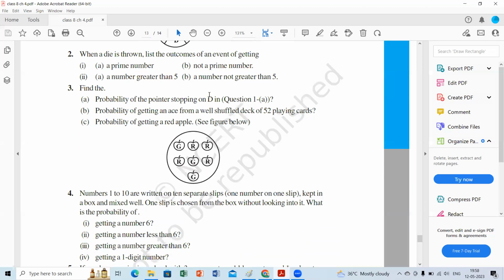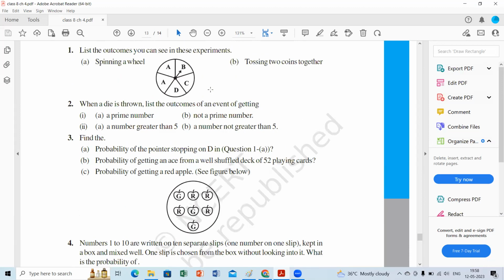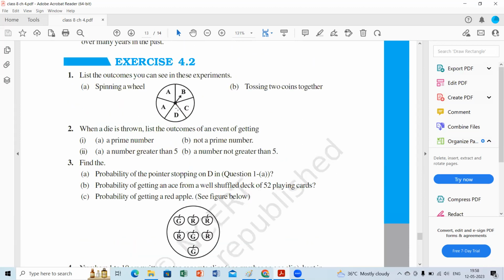Find the probability of the pointer spinning on D in question number 1A. So what is the probability of D, children? Only one chance out of how many? Out of 5 or 4?